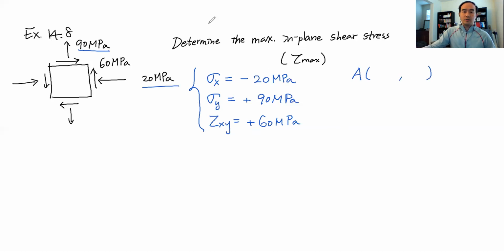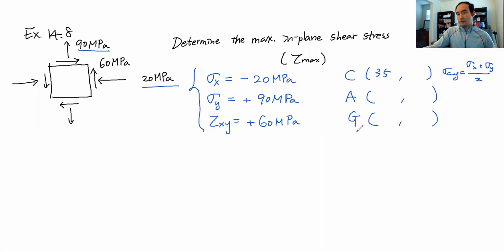The C, A, and G. The first point is the center, C. The x coordinate is going to be sigma average. Sigma average means sigma x plus sigma y over 2. So negative 20 plus 90, which is 70, divided by 2 is going to be 35 in megapascal. So the unit is megapascal here. And the y coordinate for C, the center of the Mohr circle, is always equal to 0.